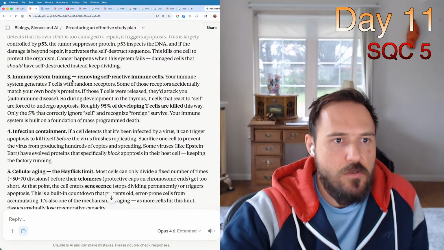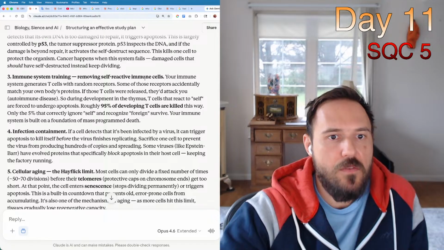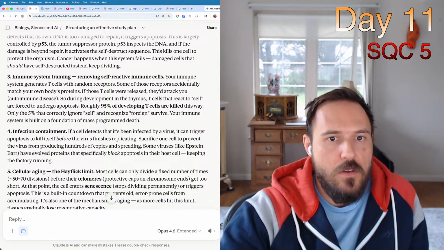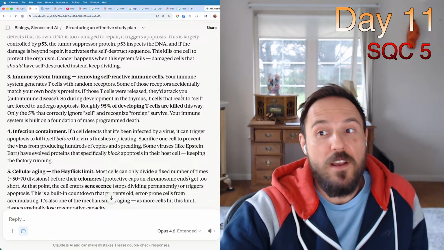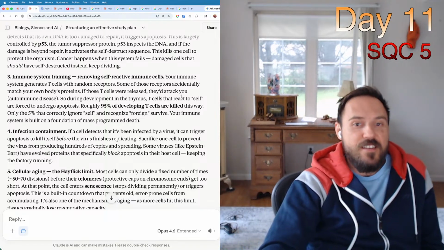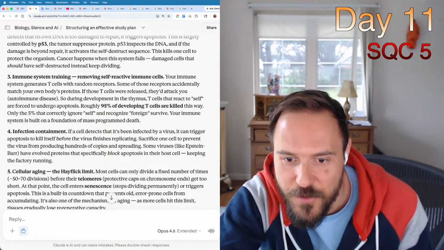Immune system training, removing self-reactive immune cells. Oh my God, this is so cool. This is so cool.